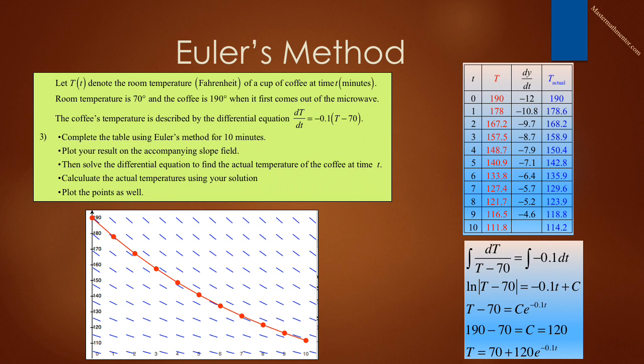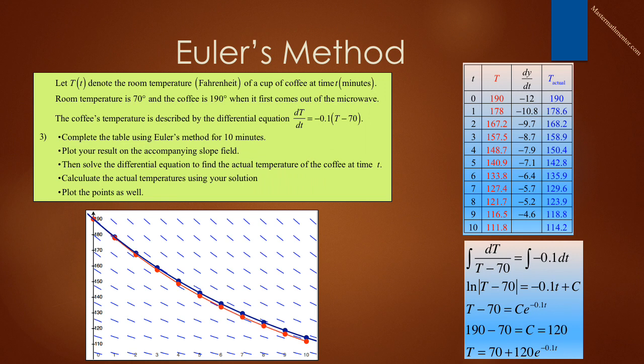So using this formula, we calculate the actual temperature of the coffee at t equals 0, t equals 1, as shown in blue in the table. Finally, we plot the actual values in blue onto the slope field. Notice how the red points, which are the Euler's method approximations, are getting slightly further away from the blue points as time gets larger. This always happens with Euler's method. Still, Euler's method is a very good way of approximating the temperature at t is equal to 10.